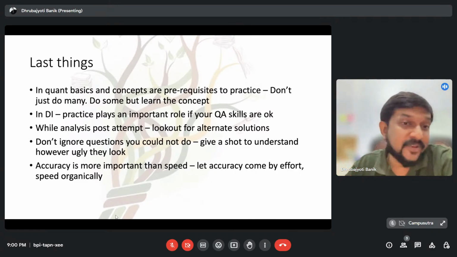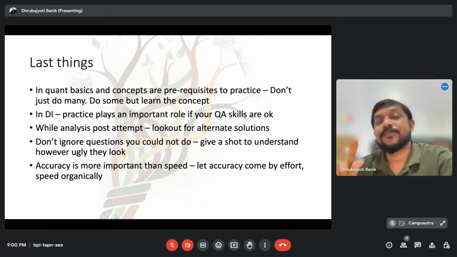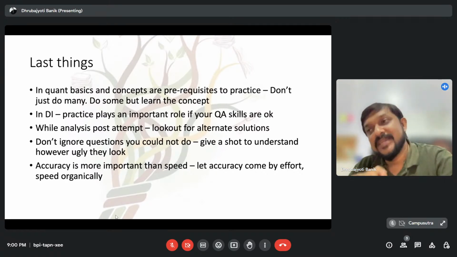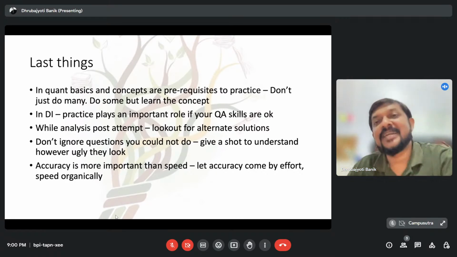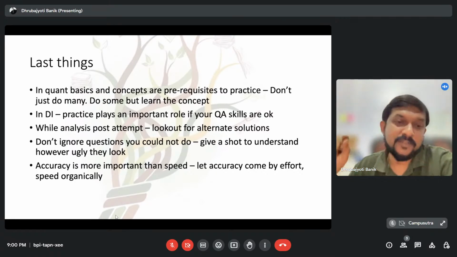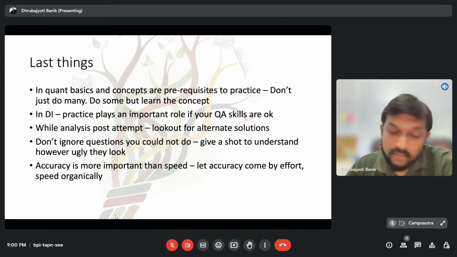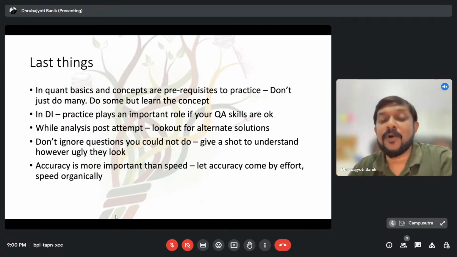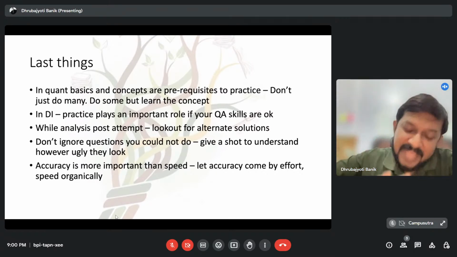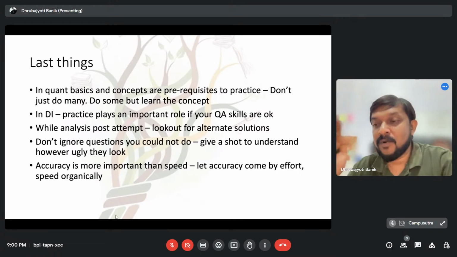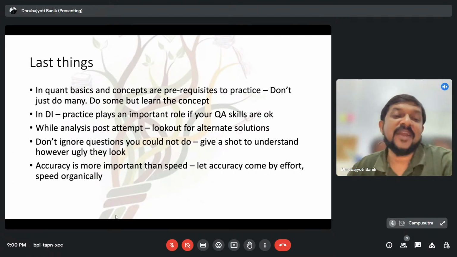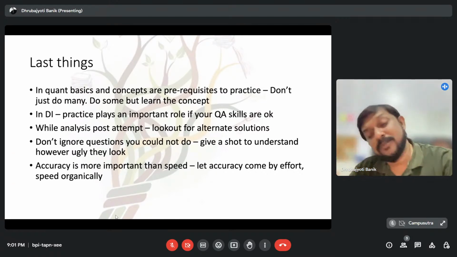One of the biggest differences between VRC and DI quant is that in DI and quant, because it is slightly lower in terms of number of attempts, accuracy is much more important than speed, at least during your preparation time. I am not talking about what will happen on exam day, but in these next 45 days, accuracy is much more important than speed.